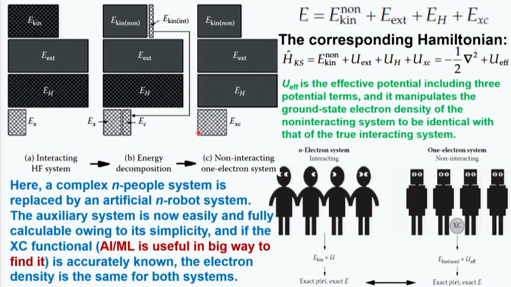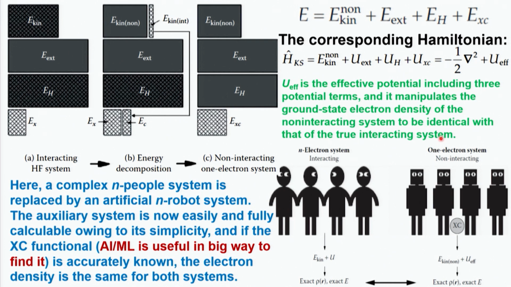Okay. And also we can write it out. So this kinetic energy is nothing but minus of half del square in atomic units, plus all these together, and we can write all the potential operators as U effective. So this is the effective potential including three potential terms, and it manipulates the ground state electronic density of the non-interacting system to be identical with that of the true interacting system.